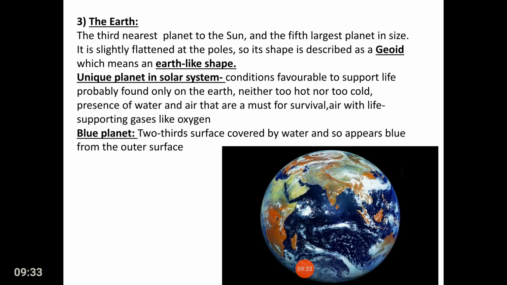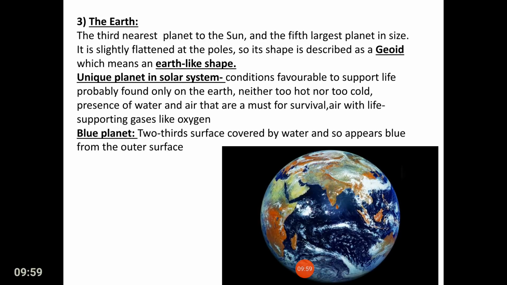Okay, the third planet, that is our Earth. Yes, students, this is our own Earth, one of the unique planets in the solar system. This is the third nearest planet to the Sun, and it is the fifth largest planet in size. It is slightly flattened at the poles, so its shape is described as geoid, which means Earth-like shape.